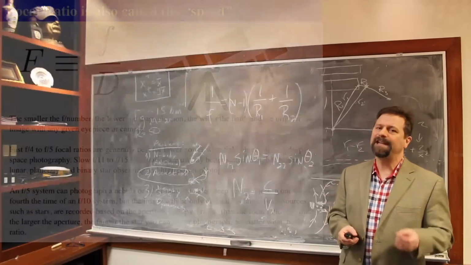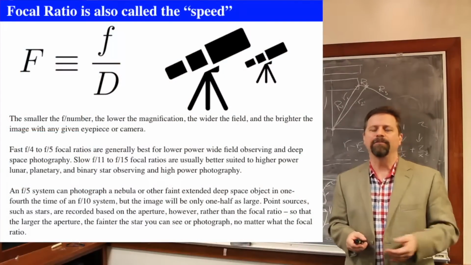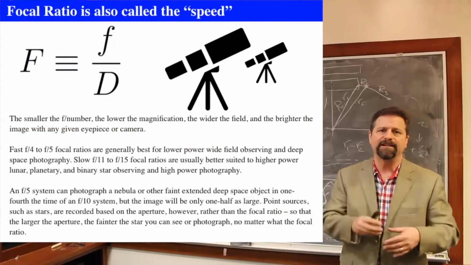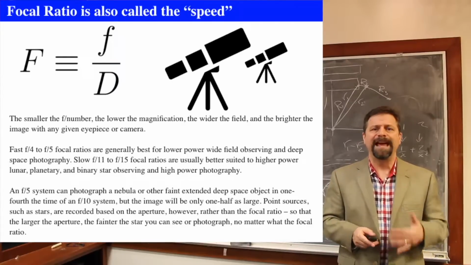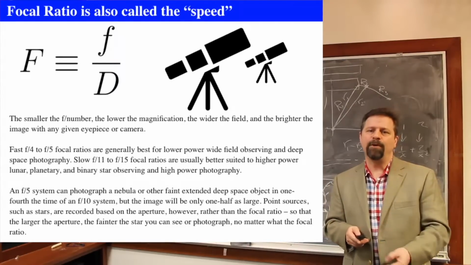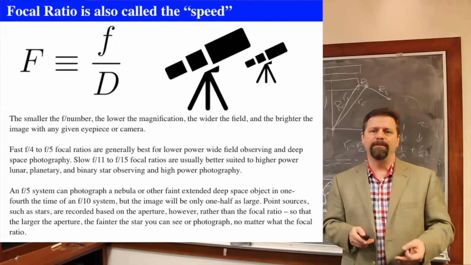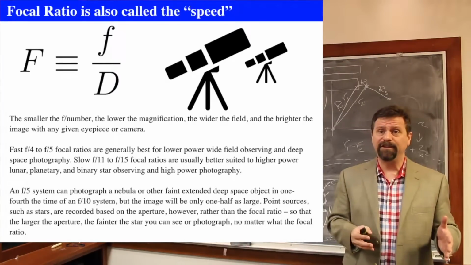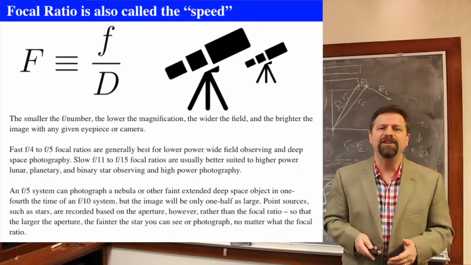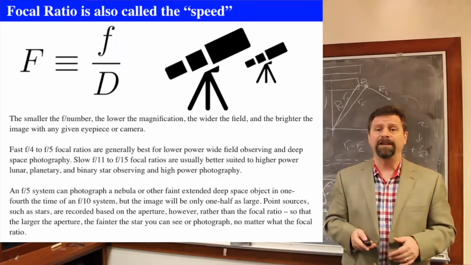So the smaller the f number, what they call f slash, when you see that diagram on a telescope, what's the focal ratio, what's the f number? The smaller the focal ratio number, the lower the magnification, the wider the field of view, and the brighter the image is with any given eyepiece or camera.